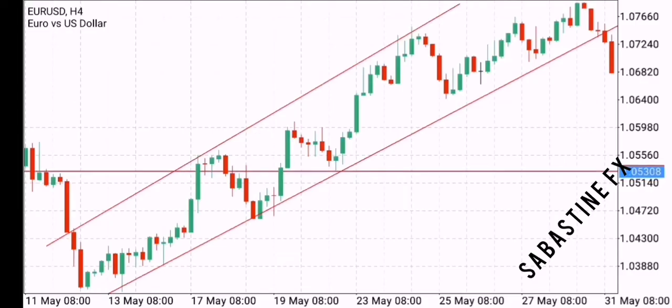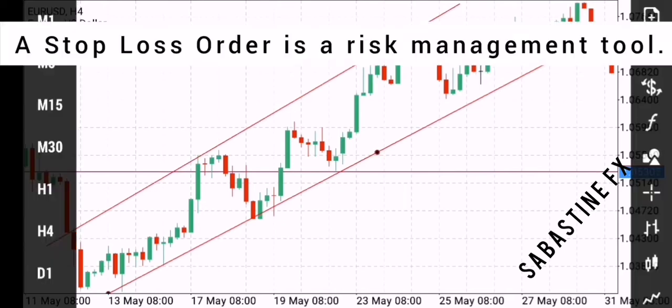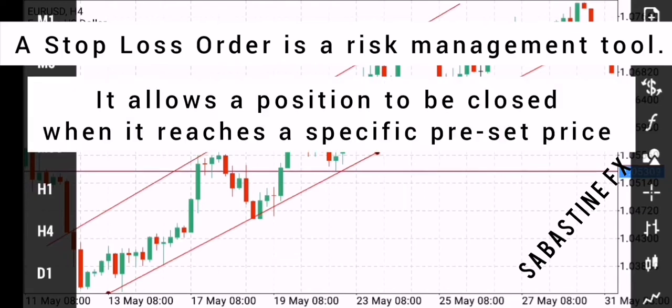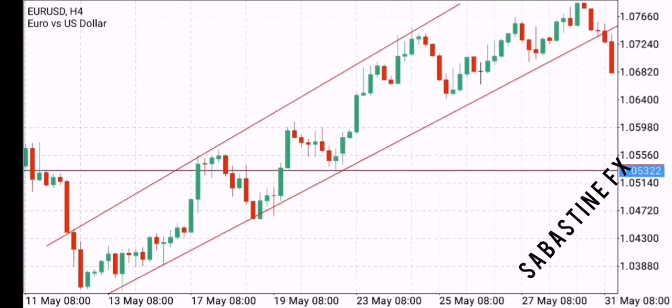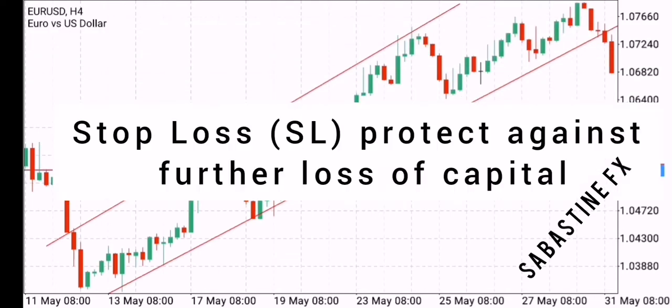Stop loss is an order. A stop loss order is a risk management tool allowing a position to be closed once it reaches a specific preset price. This can protect against further loss on an open position if price continues to depreciate or appreciate.